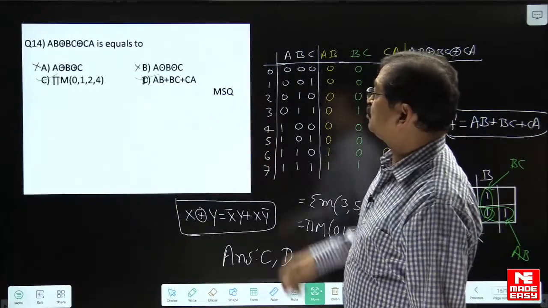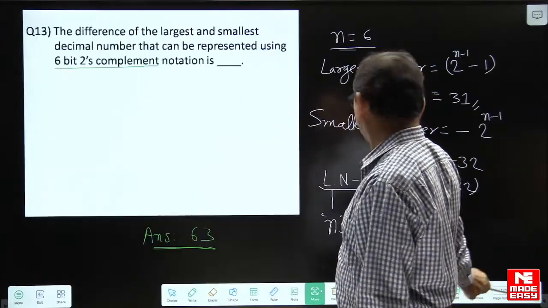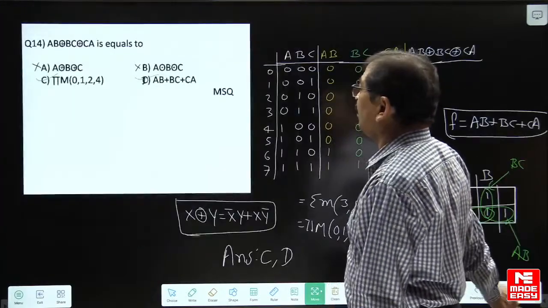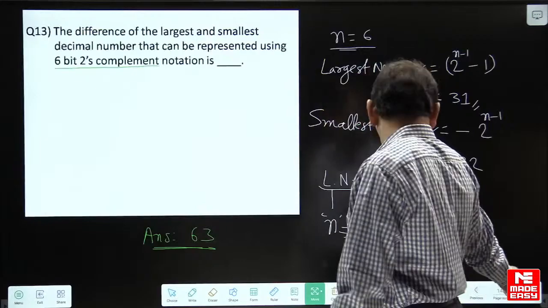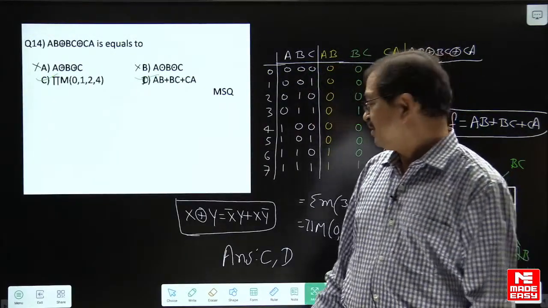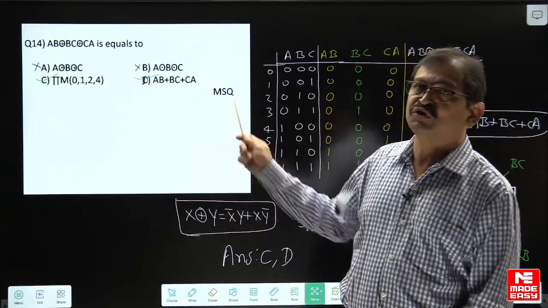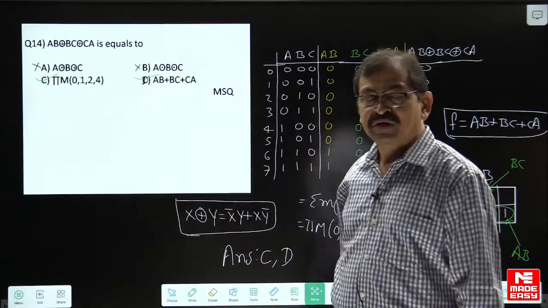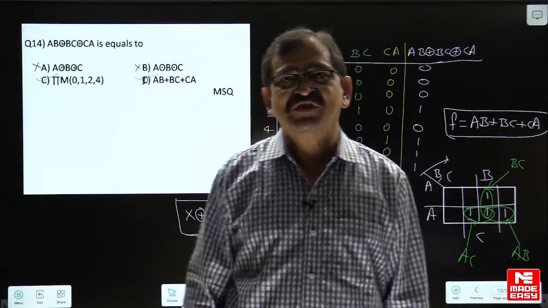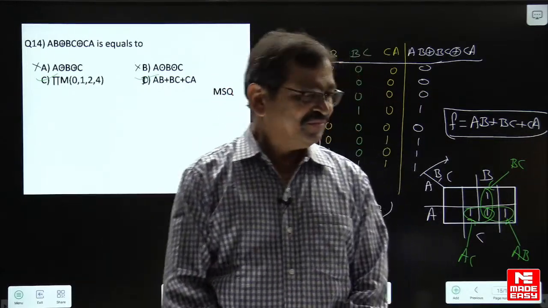Coming to this last question, it demands the knowledge of the exclusive OR operation, but don't go with the conventional way on this question. If you try like that, it will take more time. So it is better to work with the truth table. So these are the things we discussed in this GTQ.